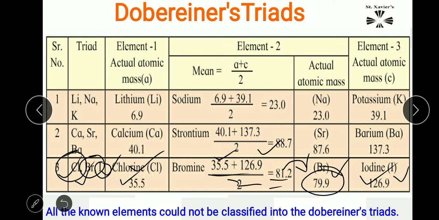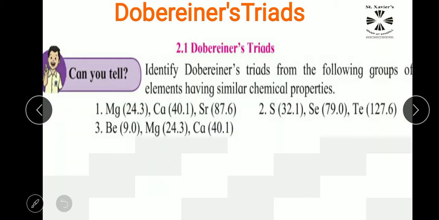Then later on, students, after Dobereiner, I have a few examples for you. Identify Dobereiner's triad from the following groups of elements. We have to check whether each is a Dobereiner triad or not. Before we go ahead, let us solve these examples.